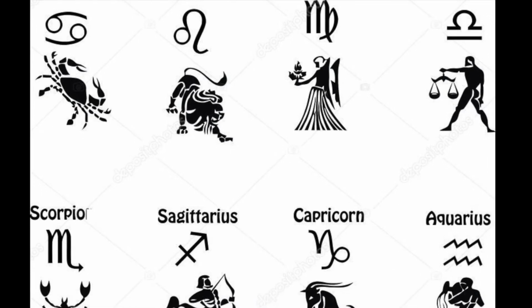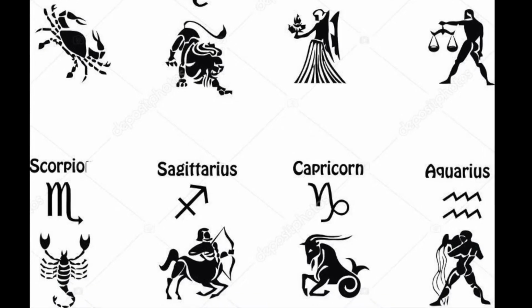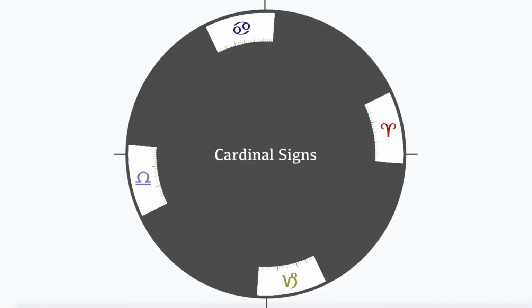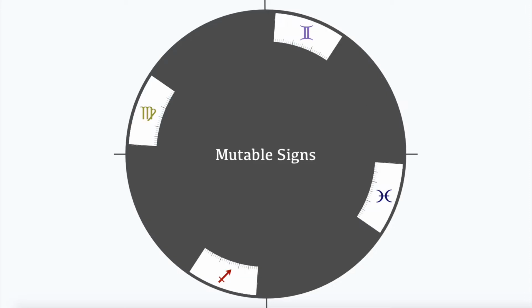The Quadruplicities are 3 groups of 4 signs and are called cardinal, fixed, and mutable. Cardinal is about action and assertiveness. They are Aries, Cancer, Libra, and Capricorn. Fixed is about consistency and stability and concentrating energy. They are Taurus, Leo, Scorpio, and Aquarius. And mutable is about adaptability, flexibility, and change. They are Gemini, Virgo, Sagittarius, and Pisces.